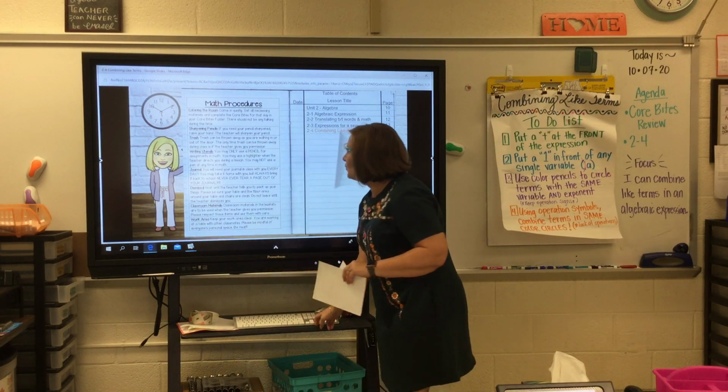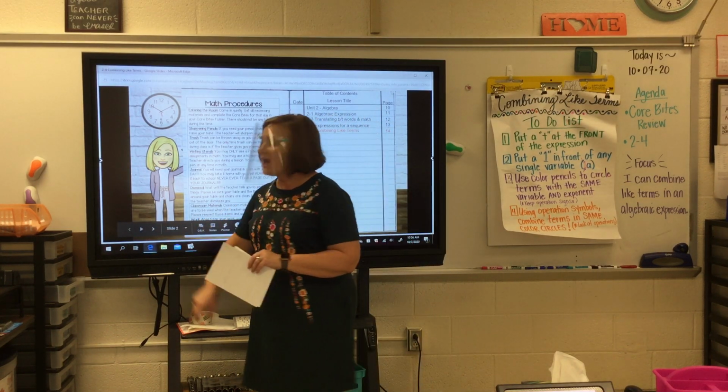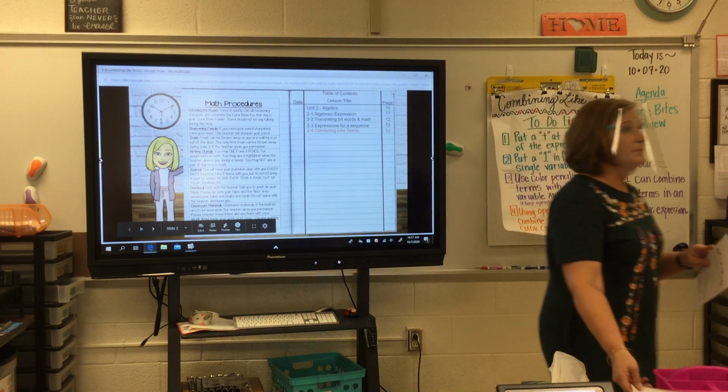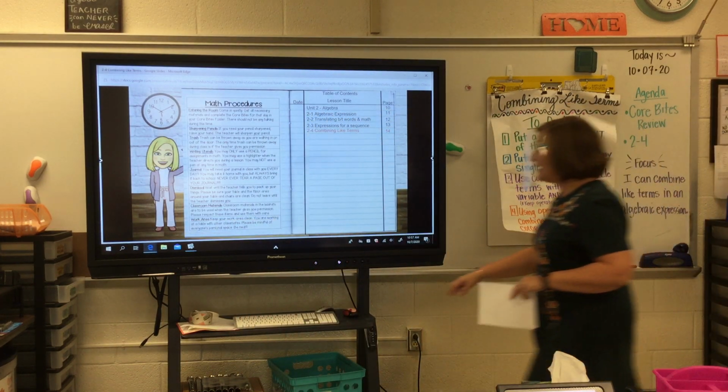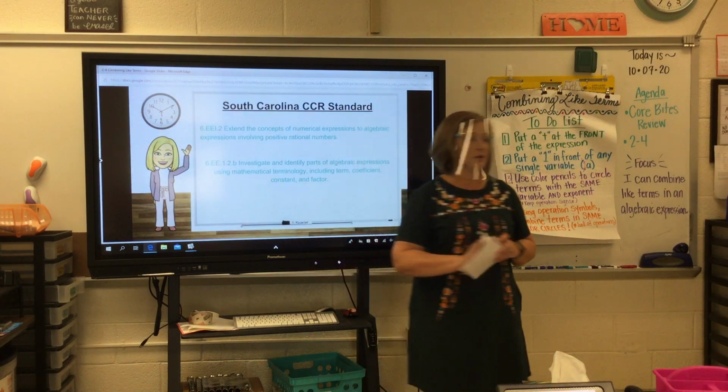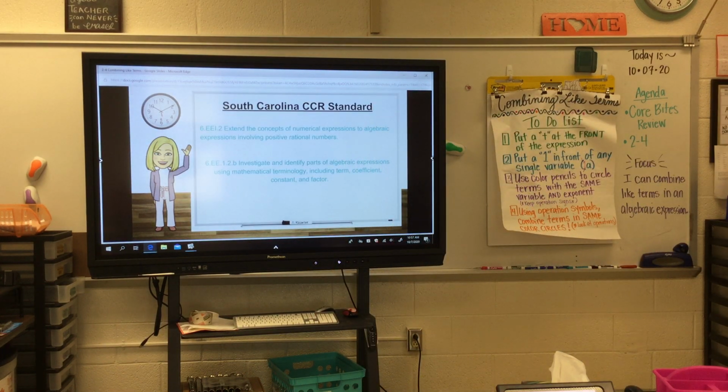Okay, we have to learn about the parts of an expression. We have to be able to combine like terms in an expression. Like terms seems like a word that doesn't make much sense, right? When you say like terms, it's almost like you're saying something in a foreign language, but you're not. Like terms is a term for algebra. What do you think like terms are?